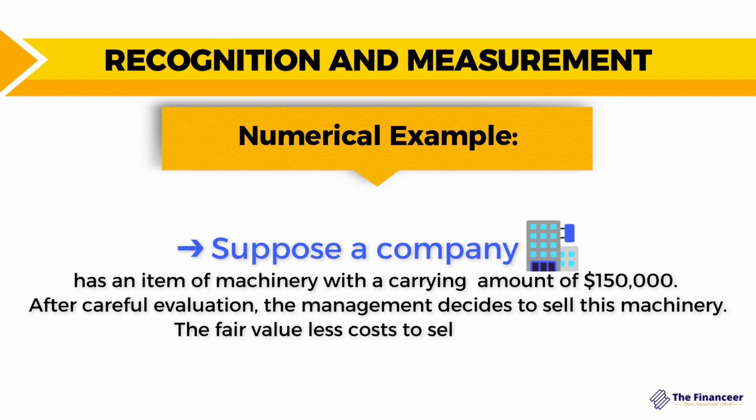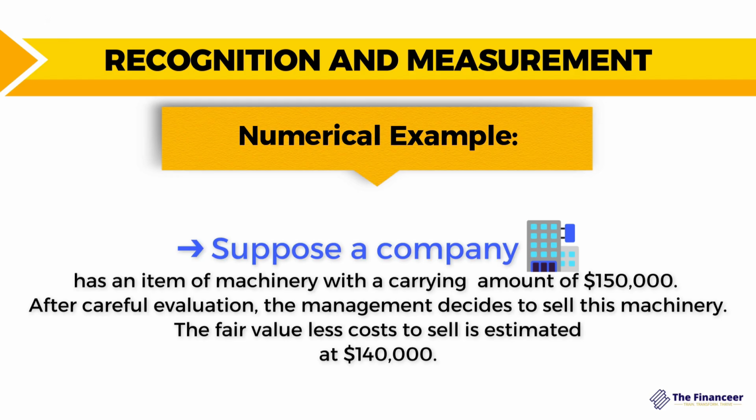The fair value less cost to sell is estimated at $140,000. So as you see, the initial recognition would be at the lower of the carrying amount on one hand and the fair value less cost to sell on the other hand. Therefore, the machinery is initially recognized at $140,000, and the loss is recognized in the statement of profit or loss, regardless of the accounting model that the company uses for this asset.